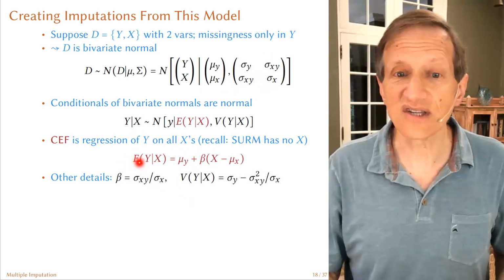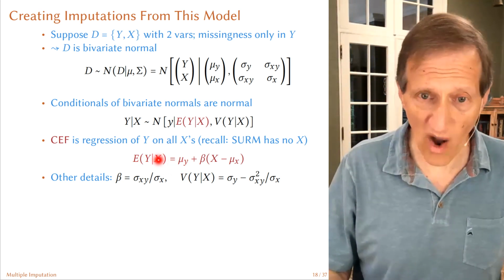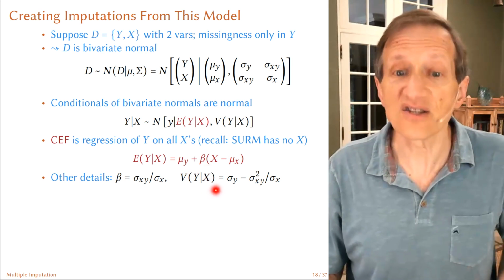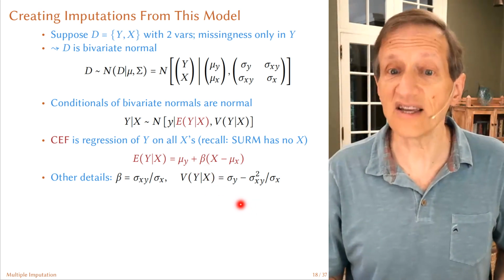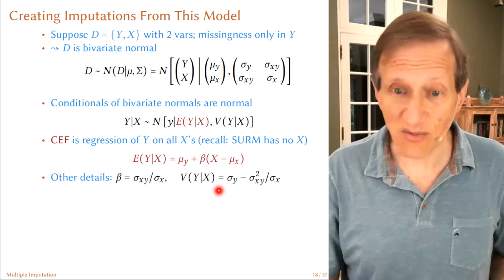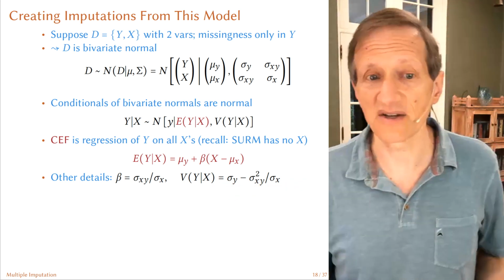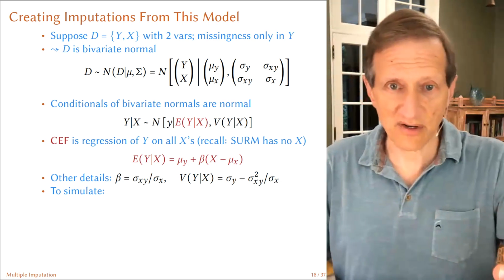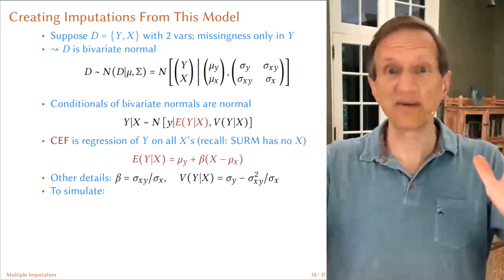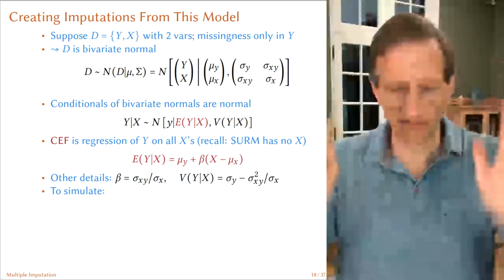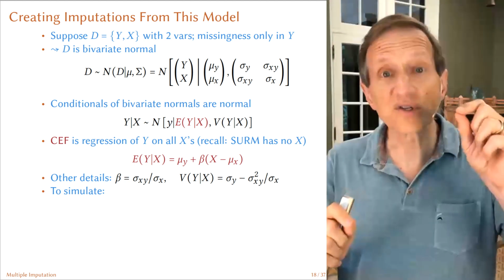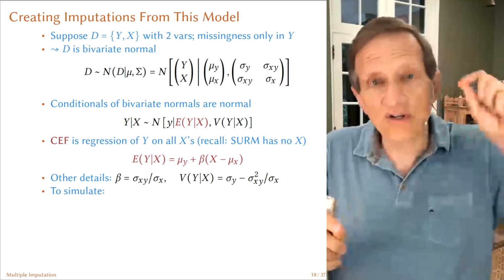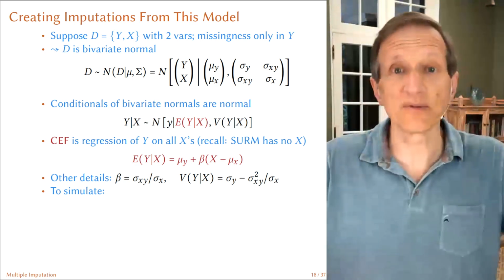In fact, not only is the expected value of y given x a function of those parameters that we've already estimated, the variance of y given x, which we'll also need, is a function of those parameters too: sigma y, sigma xy, and sigma x. Okay. So now we'll simulate in order to do imputation. Just to be clear, we have this big Swiss cheese setup. The big data set looks like Swiss cheese. We're going to simulate from this multi-equation model in order to fill in the Swiss cheese multiple times.